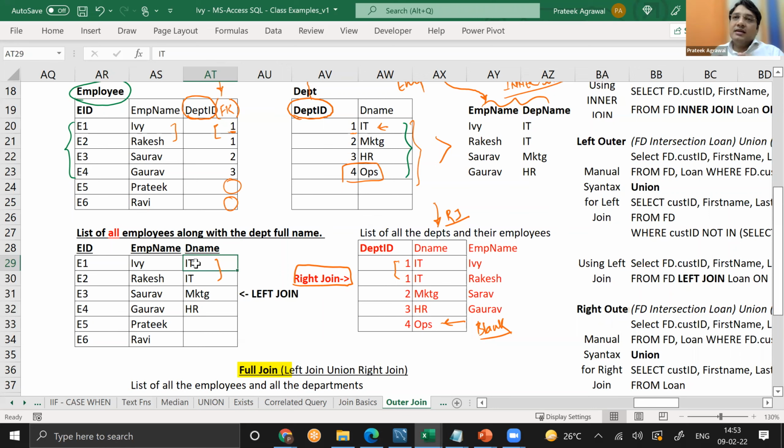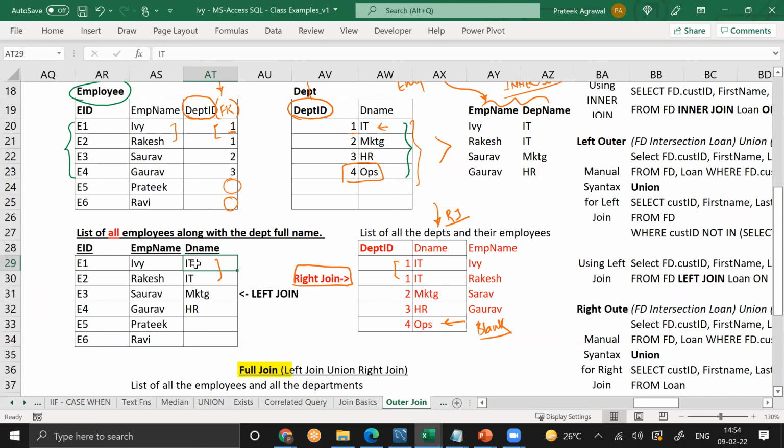What happens is, let's say there are 4 tables you're joining together: A, B, C, and D. First, A and B will join. Whatever is the output, that would be joined with the 3rd table C. Then whatever is the output will be joined with the 4th table.